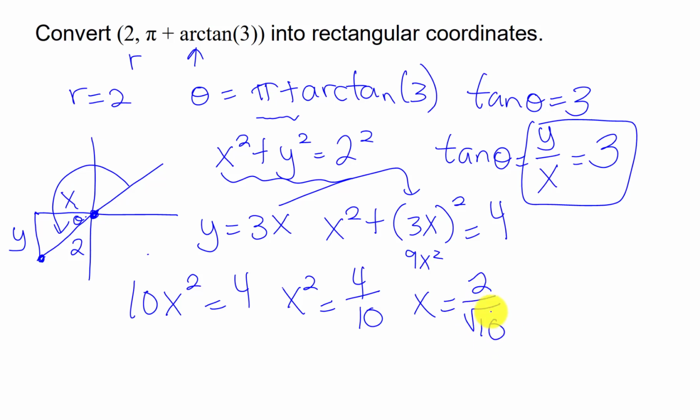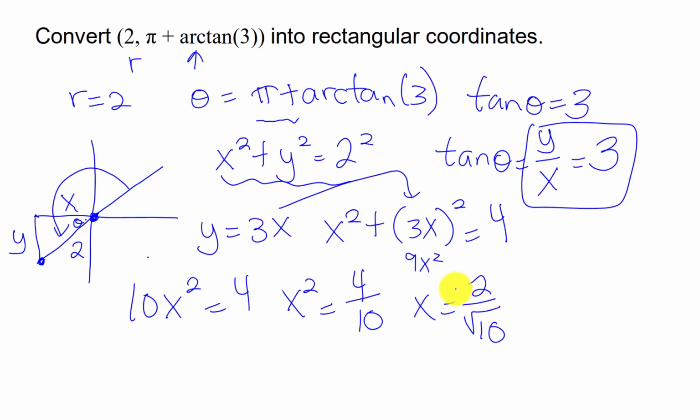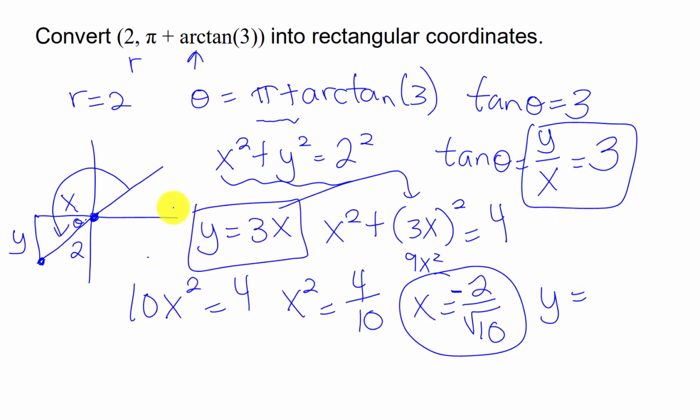But we now need to think of, we are in quadrant 3 because of that plus pi, and in quadrant 3 x values are negative, so I need a negative on this. Converting it to rectangular, the x value is negative 2 over square root of 10. And then the y value is, we had this connection right here, so the y is 3 times the x, so that's going to be negative 6 over square root of 10 for the y value.